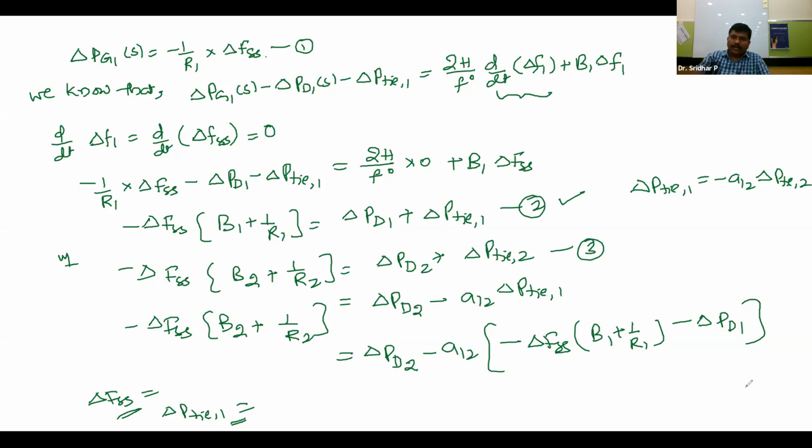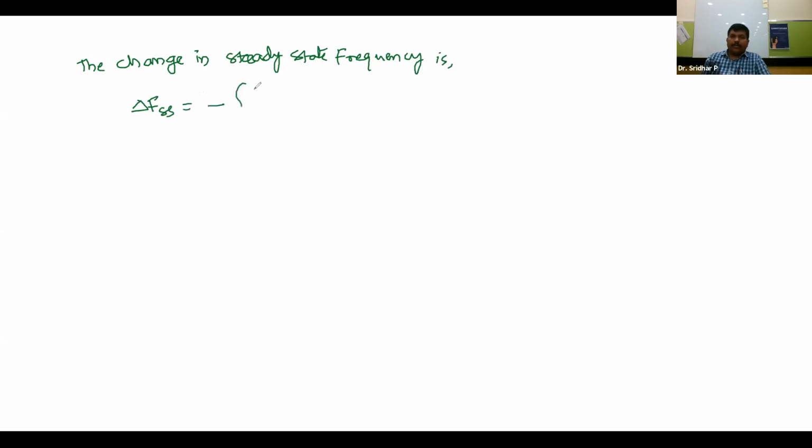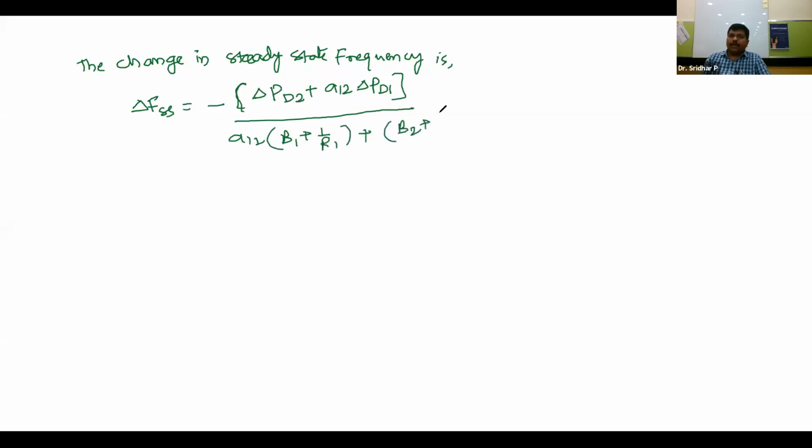So I'm continuing by rubbing this. The expressions we are going to get: delta F, the change in steady state frequency, is delta F under steady state equals minus of delta PD2 plus A12 into delta PD1, divided by A12 into B1 plus 1 by R1 plus B2 plus 1 by R2. So these are the two expressions we are going to get. So this is about the frequency.